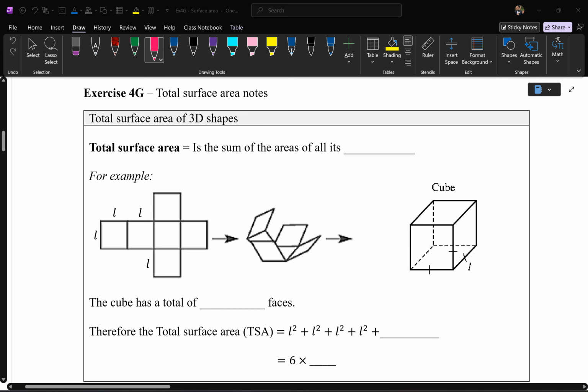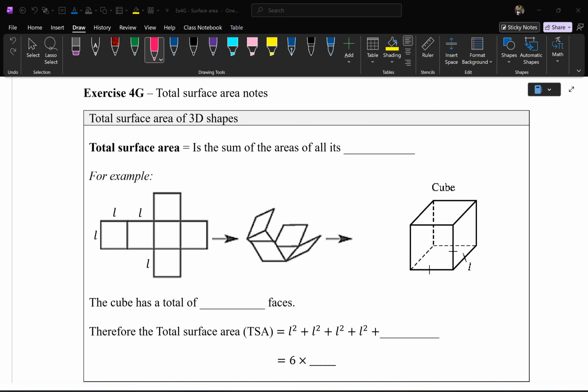And it's recording. All right. Exercise 4G. You got it? Very good. All right, 4G.